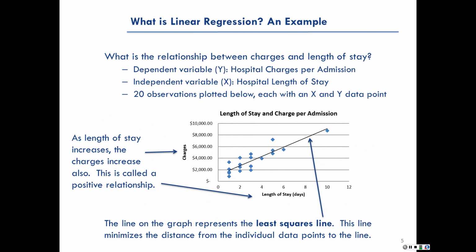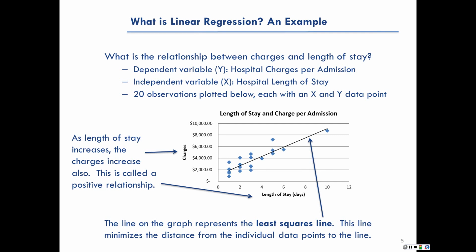Let's say we were interested in the relationship between hospital charges and hospital length of stay. Our dependent variable, which is usually referred to as y, is hospital charges per admission, and our independent variable, usually referred to as x, is hospital length of stay in days. Let's say we have 20 observations, plotted in the chart below, each having an x and y data point so that they make up a coordinate on the two-dimensional chart. We always put our independent variable on the x horizontal axis, so that's length of stay in days, and the dependent variable y on the vertical axis, and that's charges.